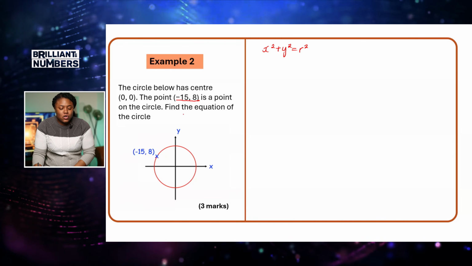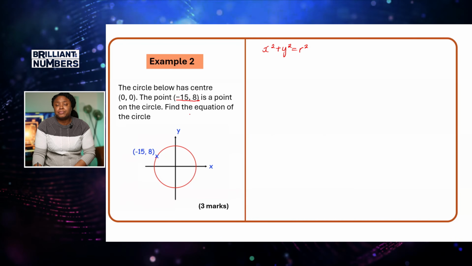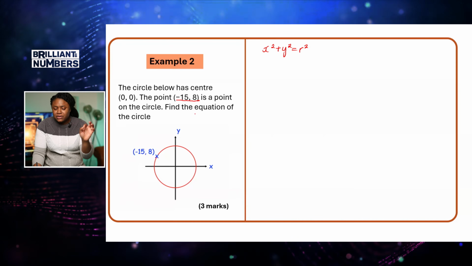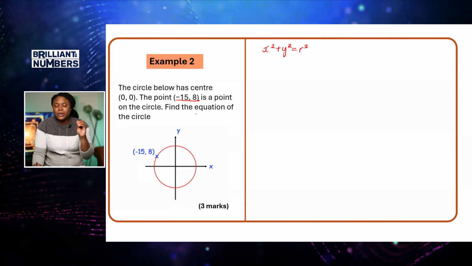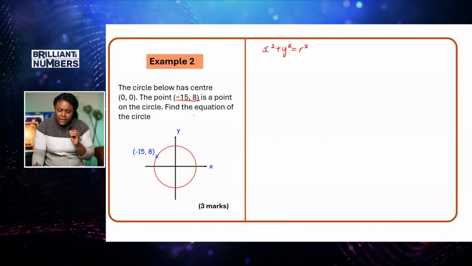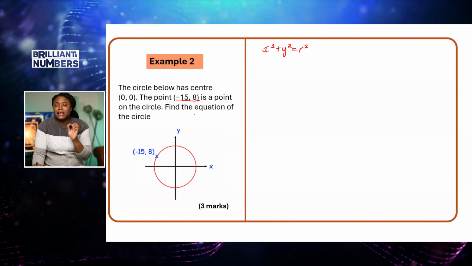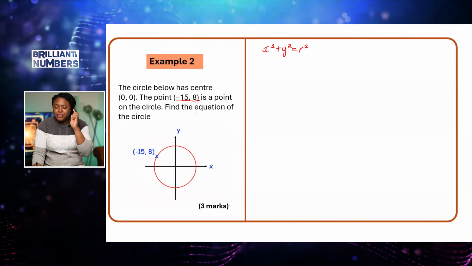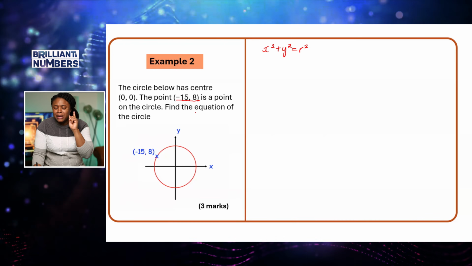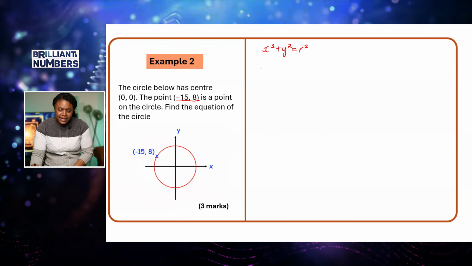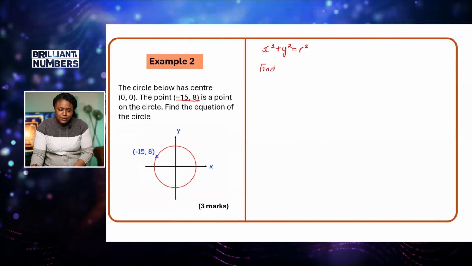Find the equation of the circle. Beautiful. So I know the general form is x squared plus y squared equal r squared. Now there is just one missing element here, which is my radius. So I'm thinking I need to find my radius. So I'm going to write here, find r.